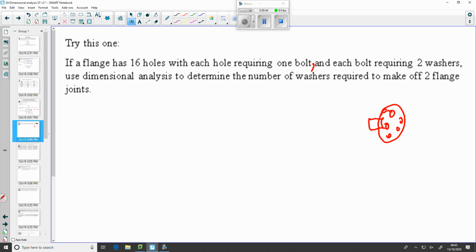Use dimensional analysis to determine the number of washers required to make up two flange joints. So how would we write that out in dimensional analysis terms? Any ideas?